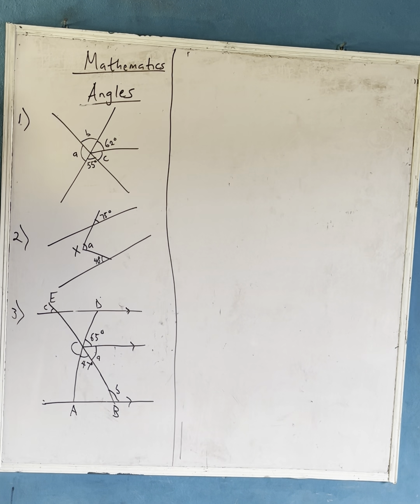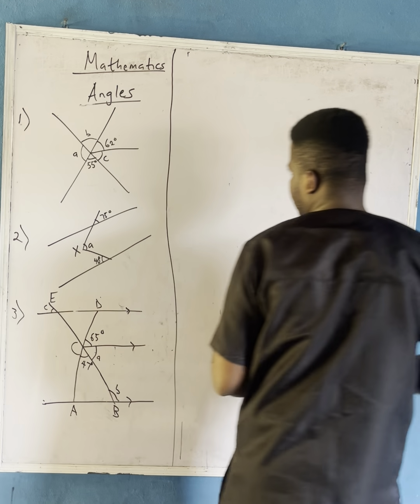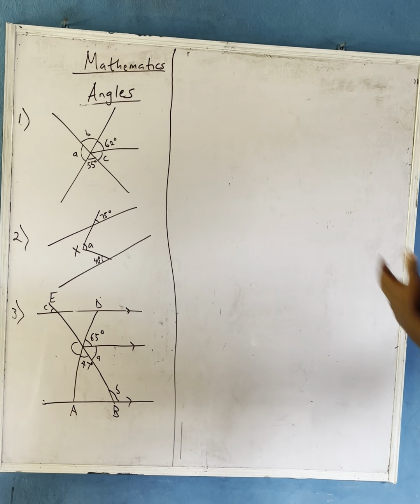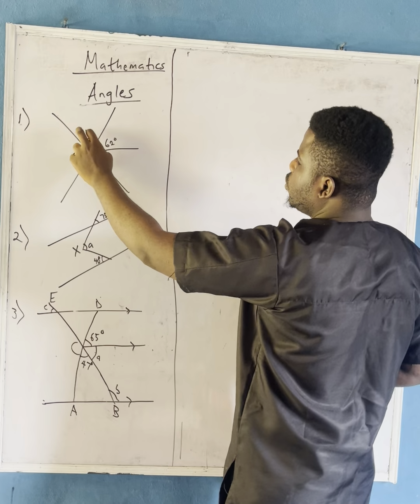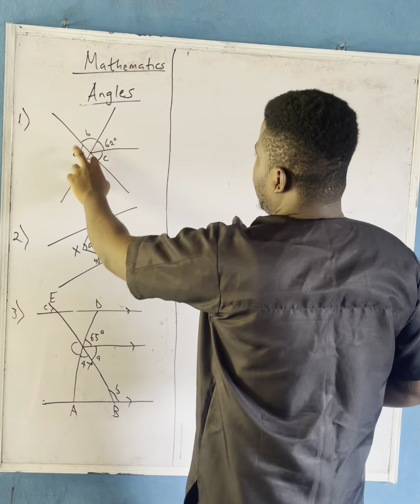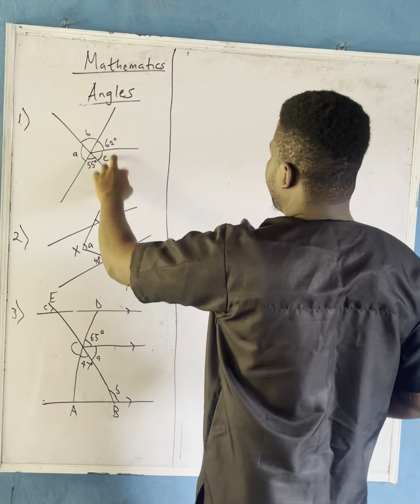So let me quickly now solve this question. I have three simple questions that we can easily solve and easily play with. So the first one here, we have to find the angle A, B, and C.